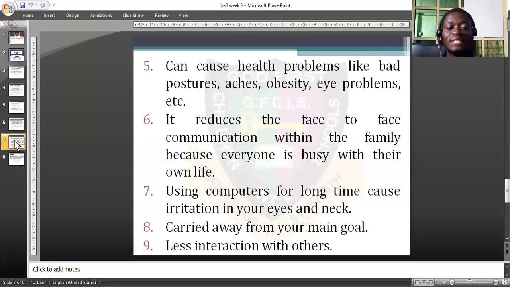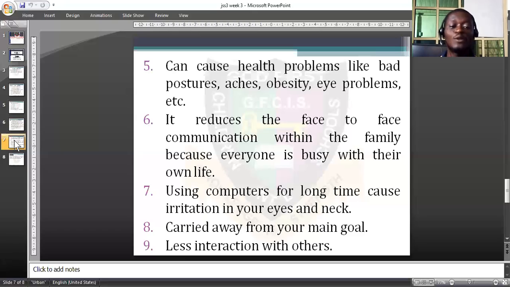Six, it reduces the face-to-face communication within the family because everyone is busy with their own life. And that is one of the major things. We all know that at home, when you have phones or laptops for your kids, each of them is seated working or playing a game at the same time, not trying to interact with the next person. No, no, no. It reduces face-to-face interaction. It reduces how we communicate with one another.